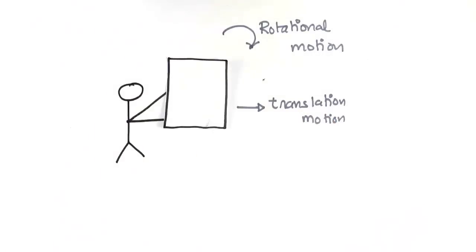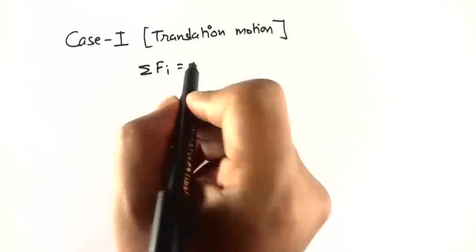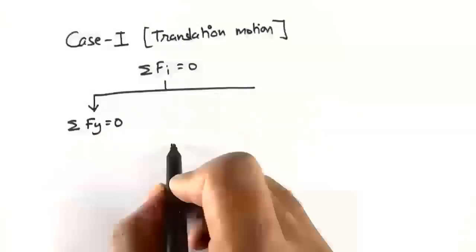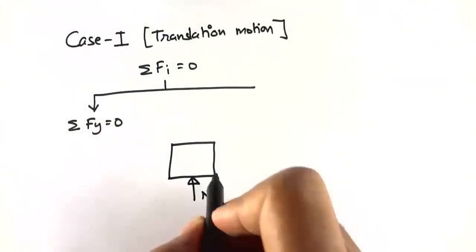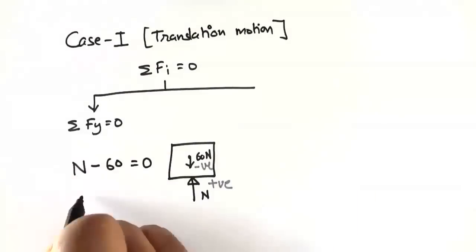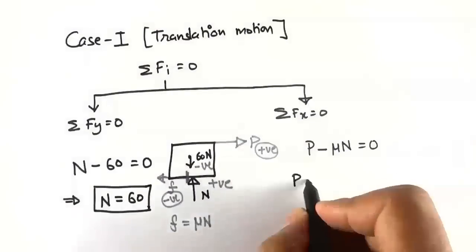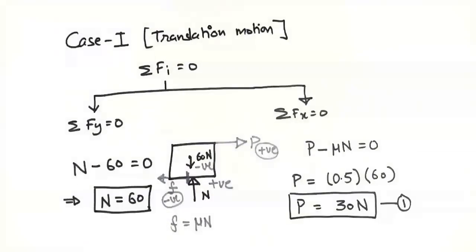As we don't know in which case the P is minimum, let's calculate both. Case 1, for translation motion. Here, net force in any direction is 0. So let's calculate along Y: normal reaction acting upwards, a force of 60 newtons acting downwards, giving them sign conventions. On calculating, we get N equal to 60 newtons. Similarly, equating along the x-axis, we get P minus frictional force, that is mu N, equal to 0. From this, P equal to 30 newtons.